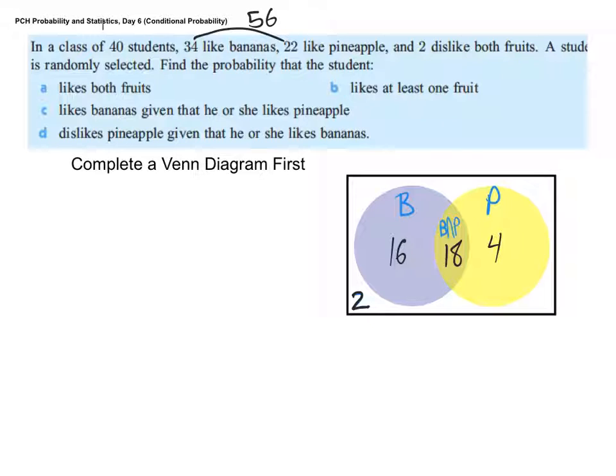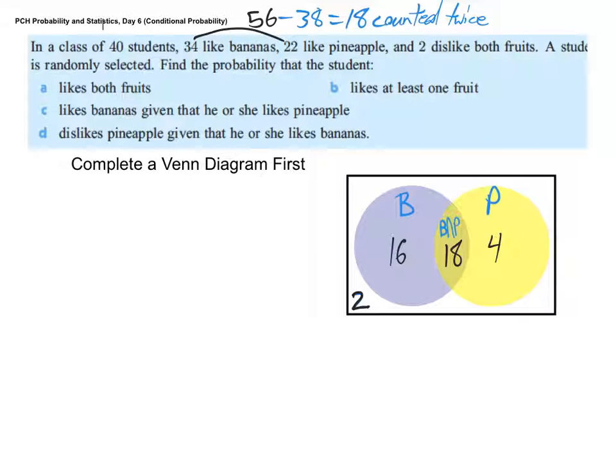Okay? 56 minus the 38, he had already taken out the 2 who didn't like anything. So he knew that the 2 circles combined accounted for 38 people. So that means there were 18 people who were counted twice. That's how we get the intersection.